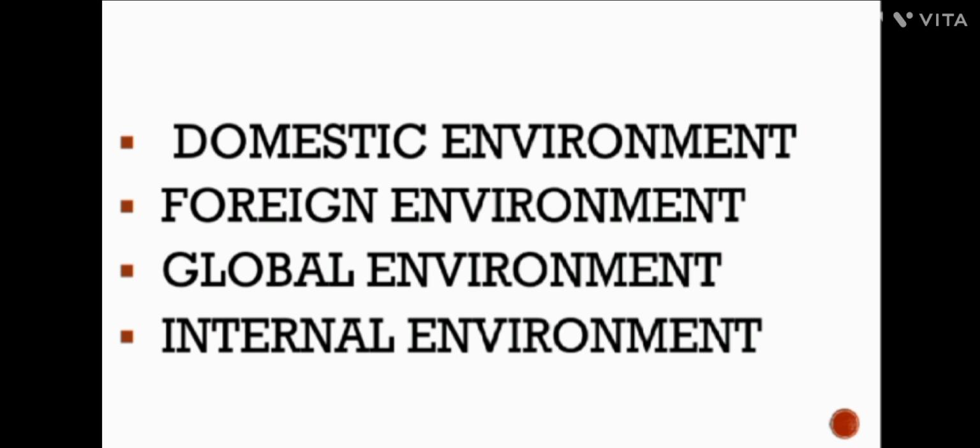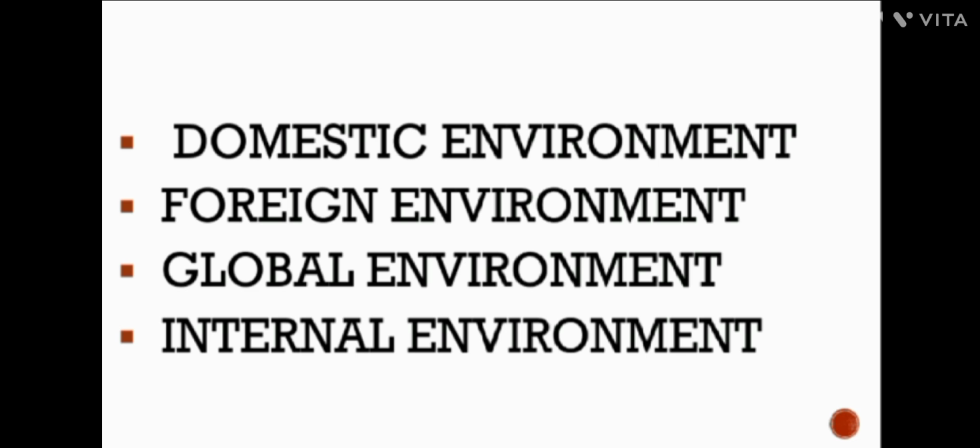Next is global environment. Now what is global environment? It is a business environment which has a global impact on your business, meaning overall impact. The global environment covers anything that is happening globally. For example, the World Trade Organization. It is an organization which operates globally, and most of the countries are involved in it. It is like at the top level. So that is the global environment.